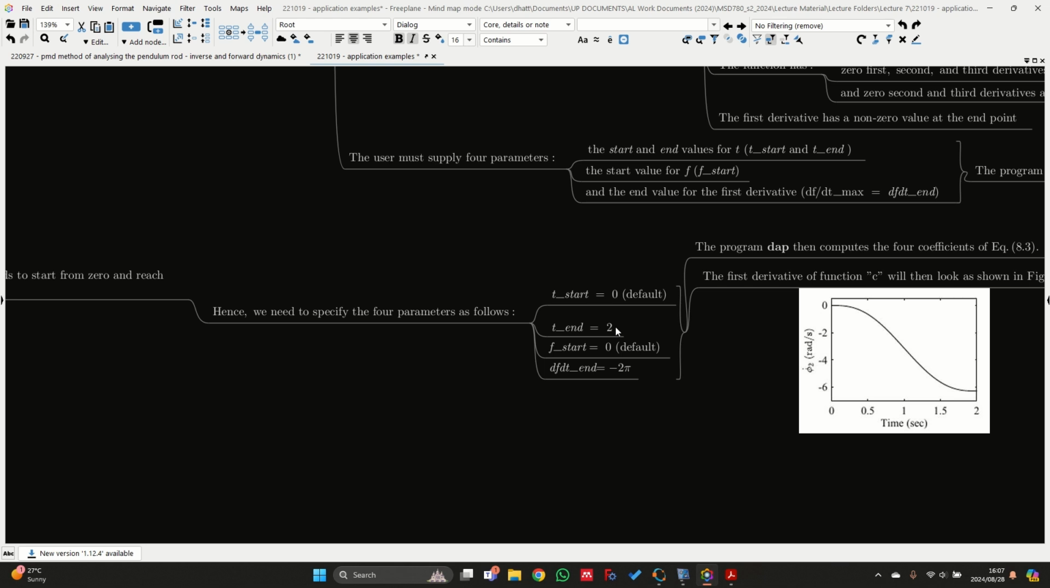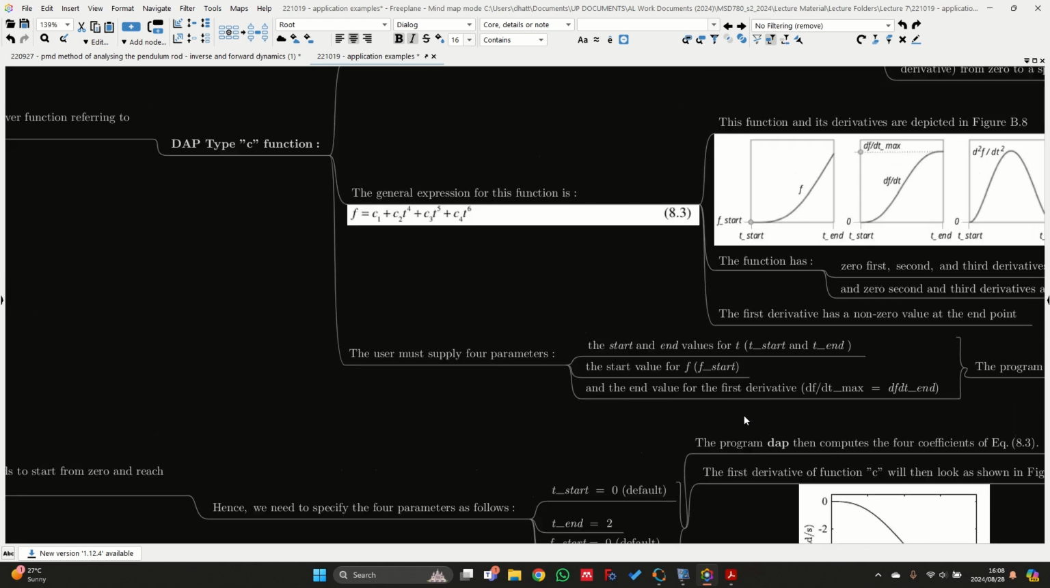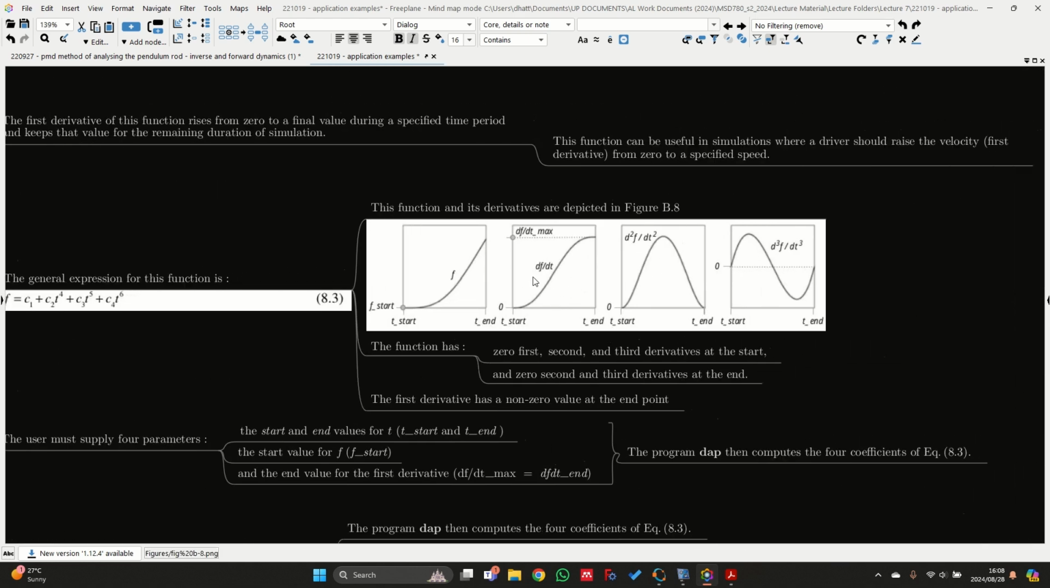T end we know is 2, and this might differ from the final time that we specify when we run the DAP BC simulation. So if t end is 2 seconds and we specify our final time to be 3 seconds, what the system will do is, once it reaches dfdt max, it will then remain constant at that value for the remainder of the time interval.